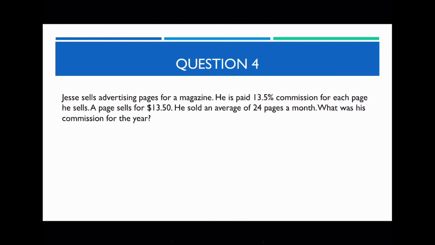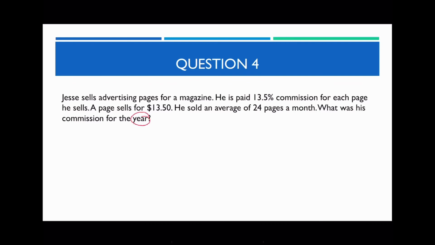Question 4 over here reads, Jesse sells advertising pages for a magazine. He's paid 13.5% commission for each page he sells. A page sells for $13.50. He sold an average of 24 pages a month. What was his commission for the entire year? Okay, so it reads he sold 24 pages a month. There are 12 months in the year.